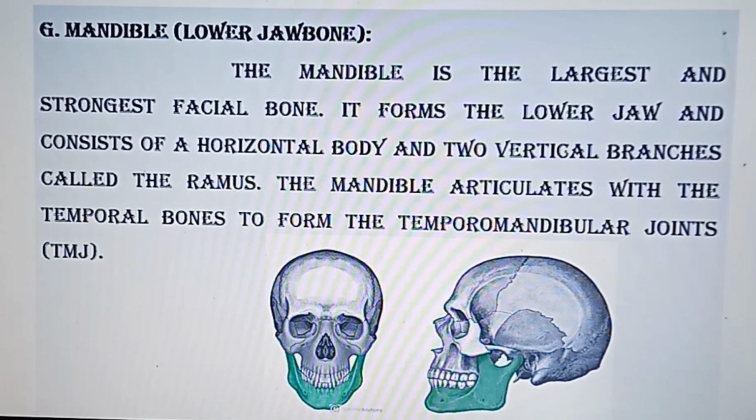Mandible, lower jaw bone. The mandible is the largest and strongest facial bone. It forms the lower jaw and consists of a horizontal body and two vertical branches called the ramus. The mandible articulates with the temporal bones to form the temporomandibular joint.